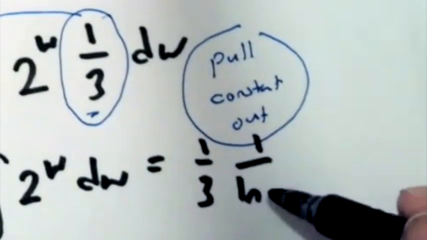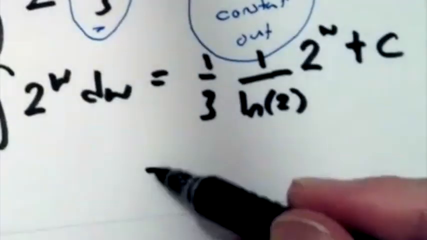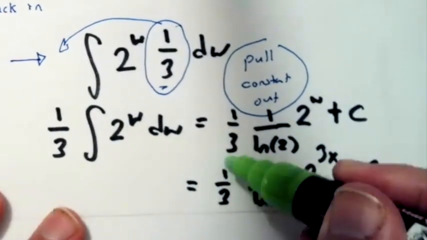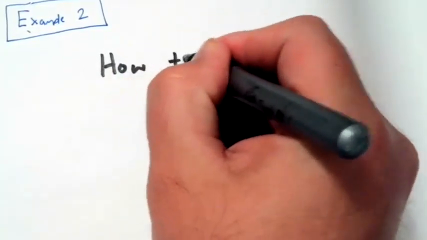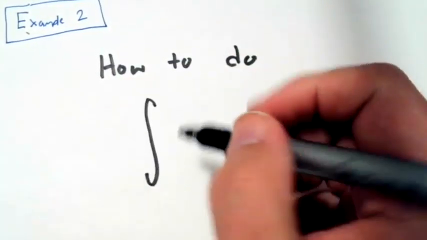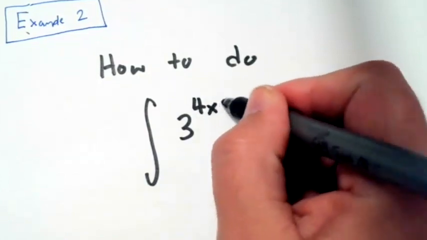The final step is that w is 3x, so we have 1/3 times 1 over natural log of 2 times 2 to the 3x plus c. Let's look at a second example that's similar. How to do the indefinite integral of 3 raised to the 4x plus 1 power dx.